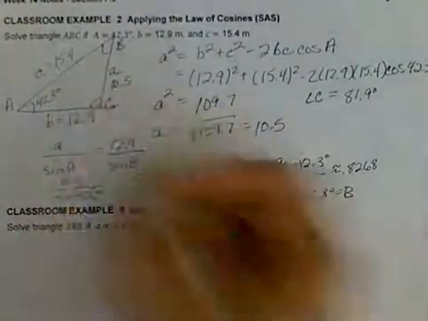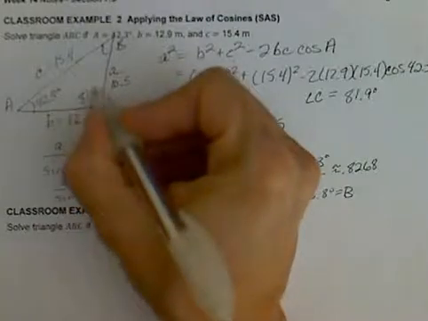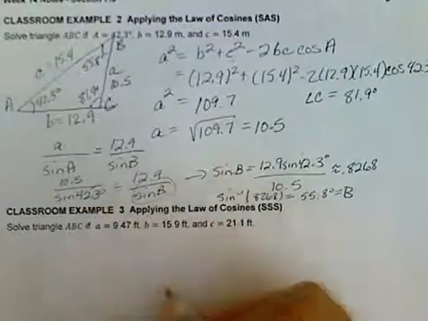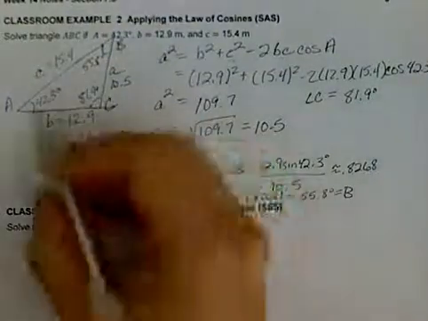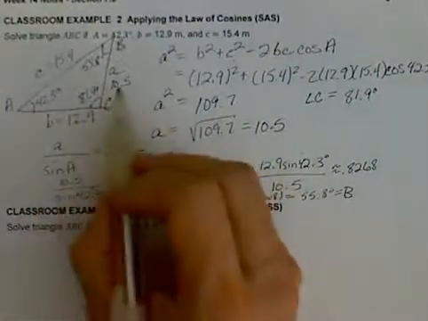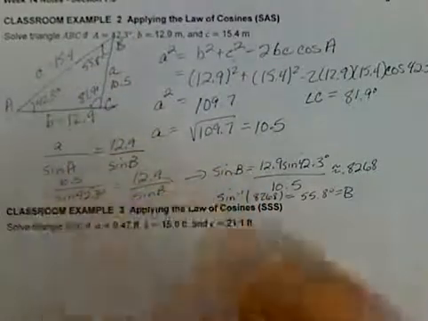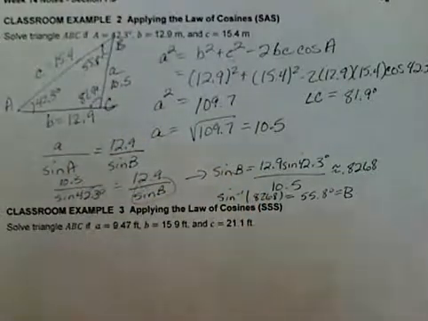Now I've got all three angles and all three sides. And I can check for reasonableness by making sure that the smallest angle is across from the smallest side and the largest angle is across from the largest side.